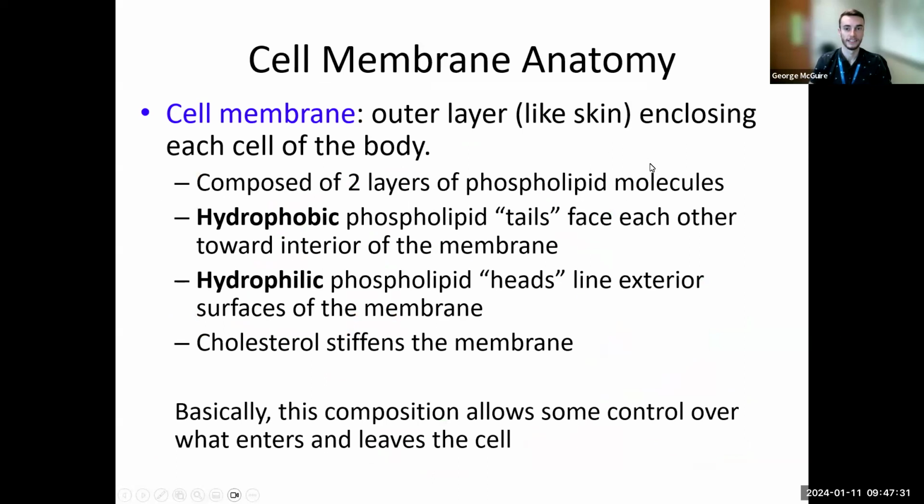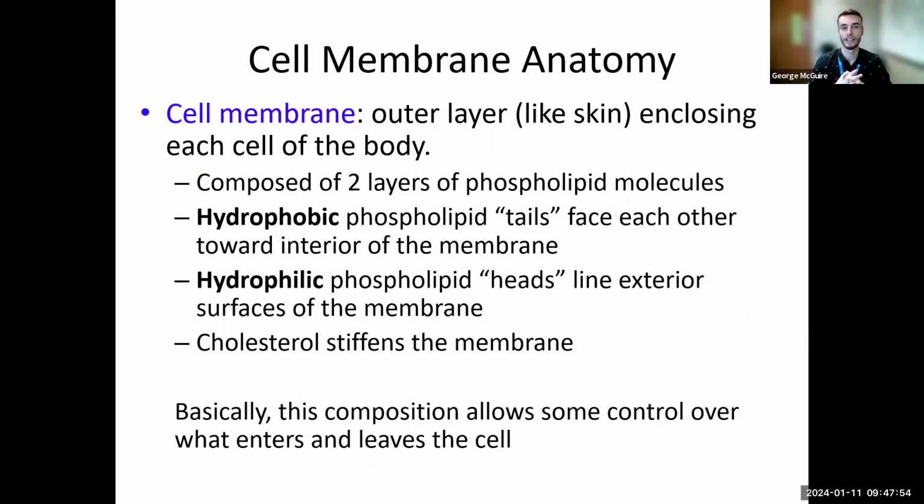Okay. So a little bit about the cell membrane here. Like I said, this is probably the most complicated, but also the most important structure in our cells for us to understand for this course. And because the cell membrane acts as that barrier. It is the outer layer of the cell, essentially like our skin, right, which is what separates our bodies from our environment, which encloses all of the cells in our body.